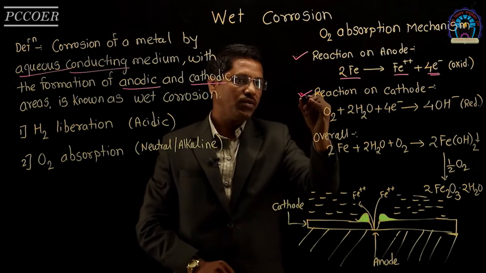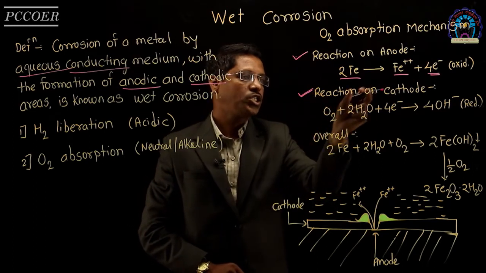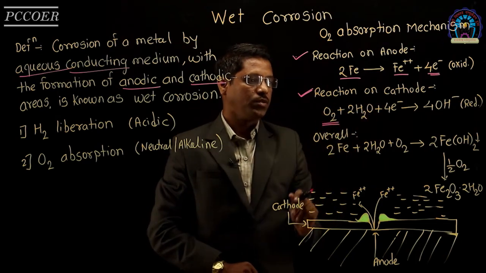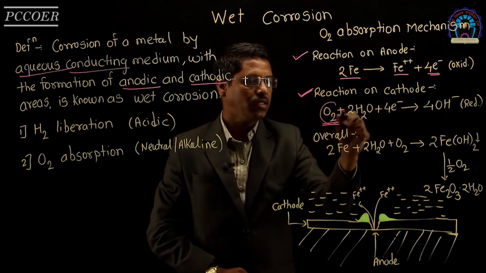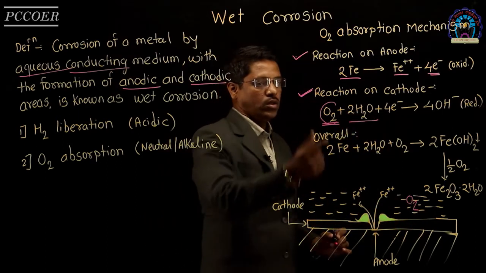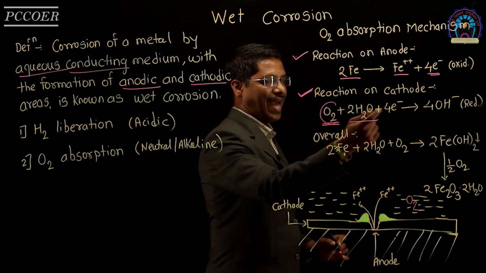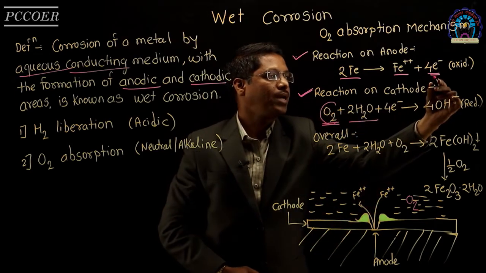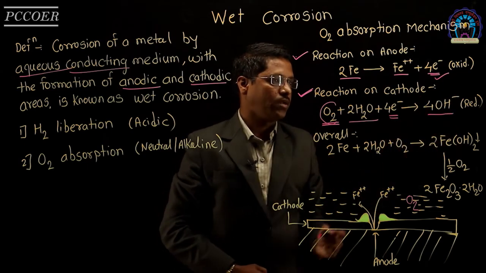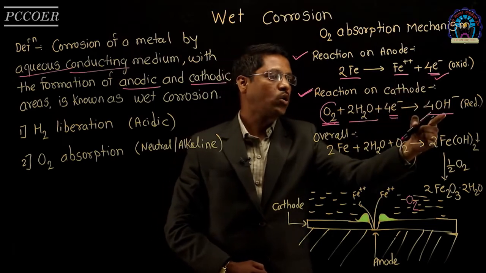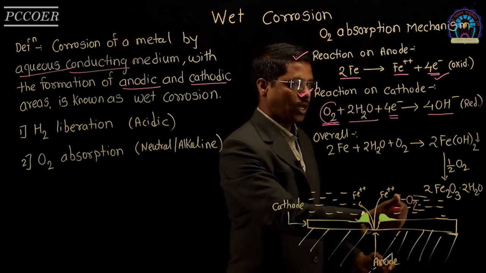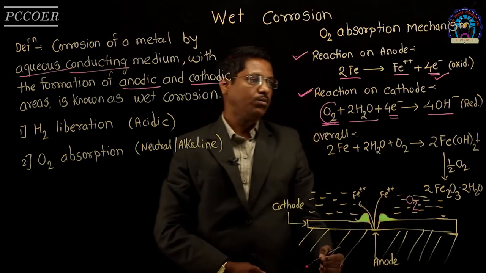So which part will change here? The second part, the reaction on the cathode. Now there is an oxygen absorption mechanism. Oxygen is already present in the water, and the oxygen present in the water will accept the electron lost by the anode. So electrons are accepted, and there is a formation of hydroxide. So metal ion and hydroxide formation takes place due to this alkaline or neutral aqueous conducting medium.